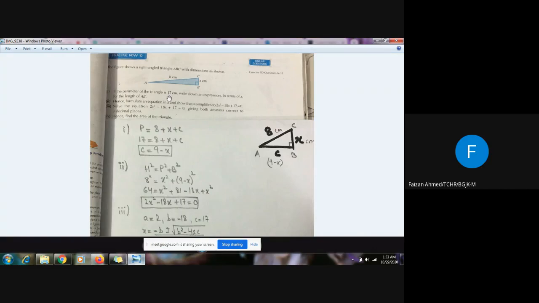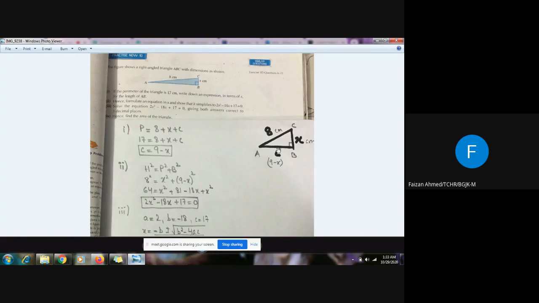The first part is that if the perimeter of the triangle is 17 centimeter, we know that the perimeter is basically the sum of all the sides. So we just have to add all the three sides, and the total perimeter is given to us, that is 17 centimeter. We have to write down an expression in terms of x for the length of AB.